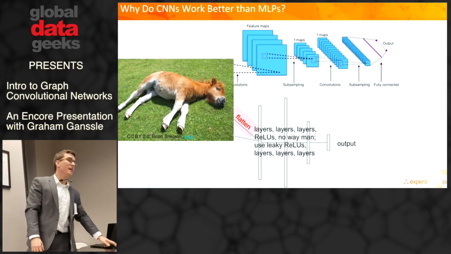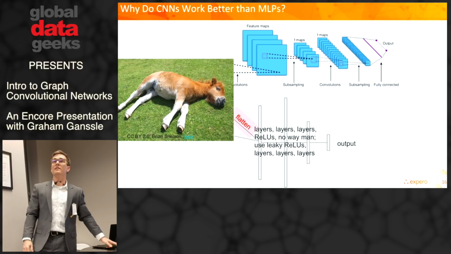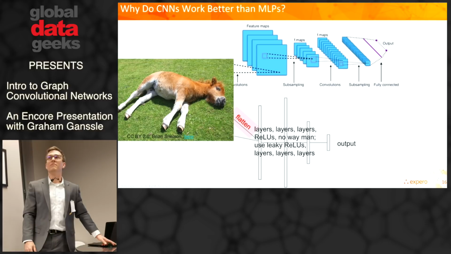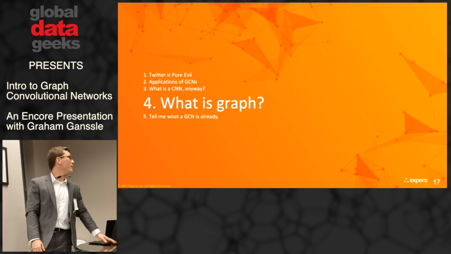And that's exactly the same thing that happens when you try to analyze an image with a not 2D system like a convolutional neural network.